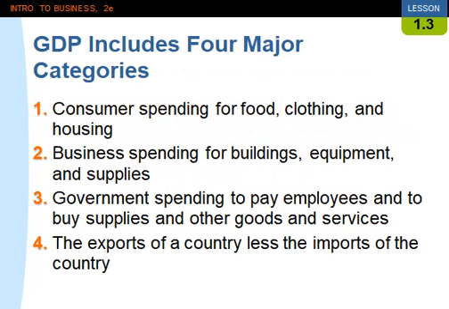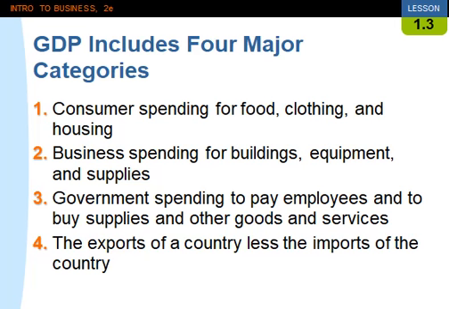GDP includes 4 major categories. 1. Consumer spending for food, clothing, and housing. 2. Business spending for buildings, equipment, and supplies. 3. Government spending to pay employees, and to buy supplies and other goods and services. 4. The exports of a country less the imports of the country.